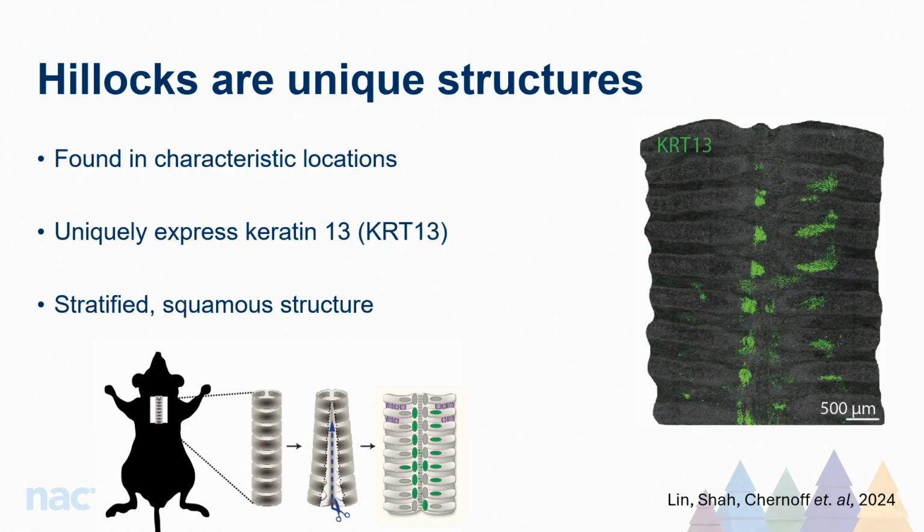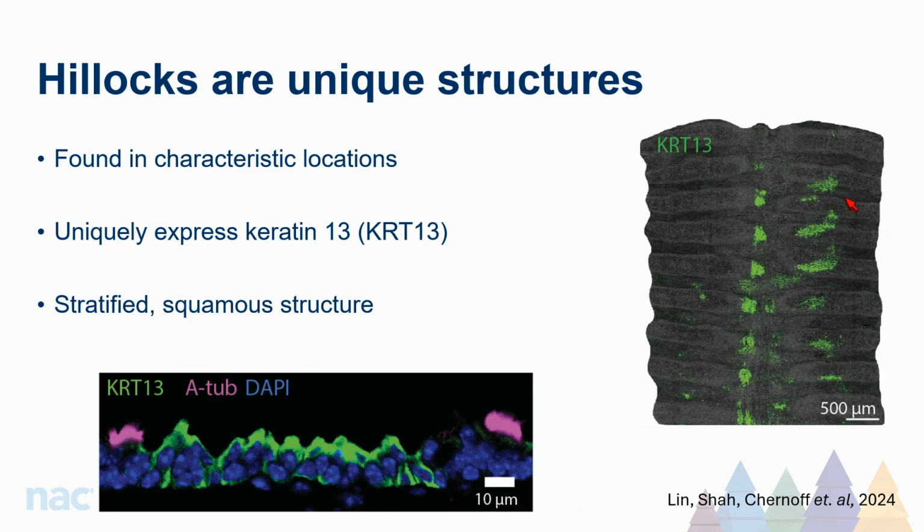Hillocks also have a unique characteristic structure on the airway, but they also have a unique structure on histopathology. Here we see hillocks in green again, nuclear staining in blue, and ciliated cells in magenta. And you see hillocks are actually stratified structures. There's two layers of cells here that express keratin 13. That's different from the rest of the airway epithelium, like ciliated cells, which are pseudostratified. So hillocks have a unique structure, both on the airway surface and in histology.